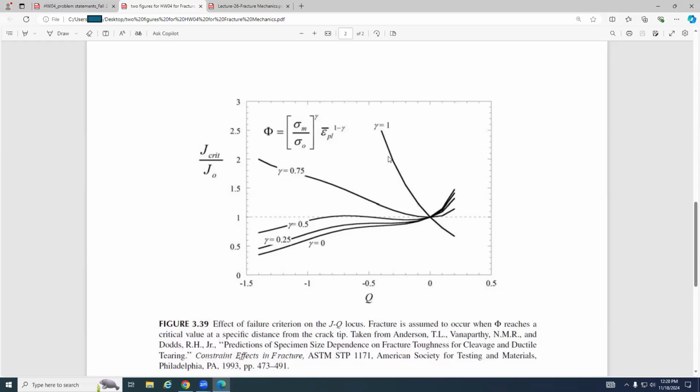As I said, at the very beginning, for a new material, we have no knowledge, no idea about how it works. Then we just make some assumption. The assumption is that we can just use a single parameter model, for example using J, to characterize the crack tip solution field. But finally, when we see this result, we know that the single parameter assumption is not right.